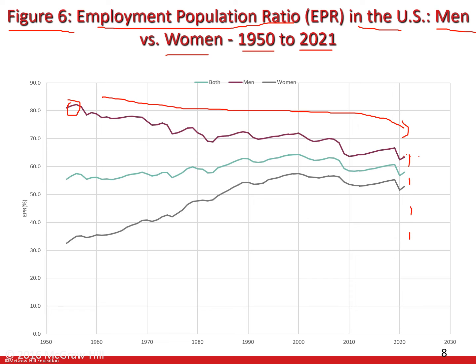67% in 2021. On the other hand, the employment population ratio for women has been going up from a low of 31% in 1954, gradually going up and now stabilizing at about 51% in 2021.